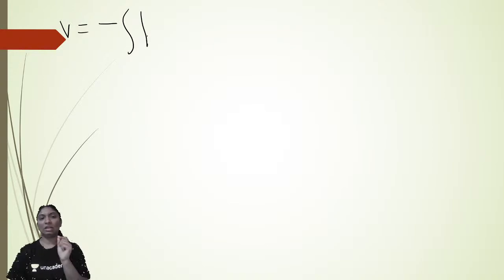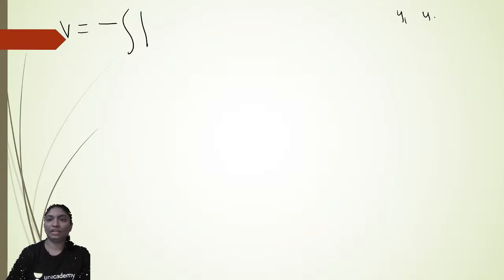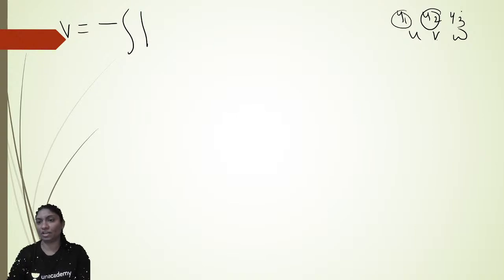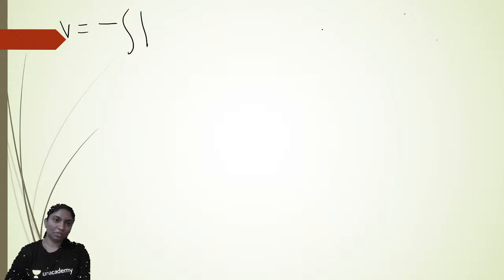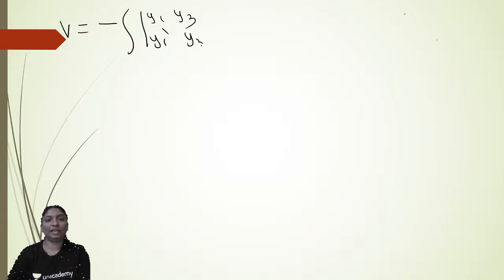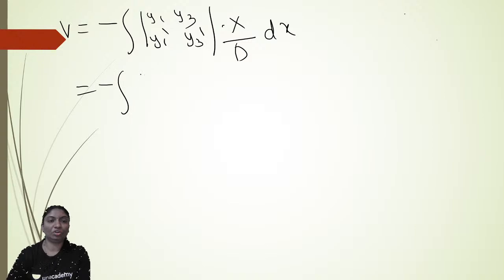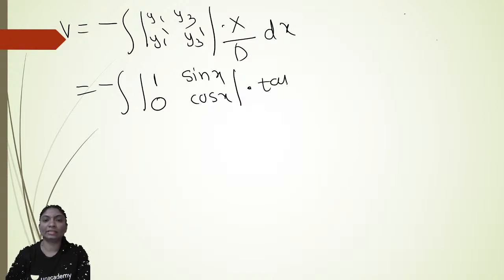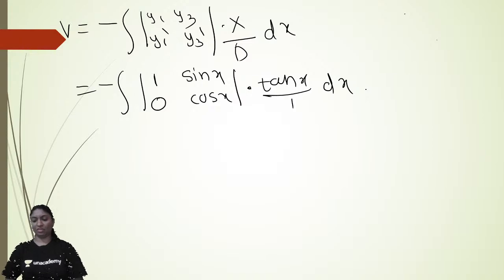Okay. So v is equal to minus of integration of determinant of, I'm telling you one trick how to remember. If you are taking v, skip y2. See, y1, y2, y3, u, v, w. If you are taking v, then skip y2. If you are taking u, skip y1. If you are taking w, skip y3. Okay. So here you will get minus of integration of y1, y3, y1 dash, y3 dash into x upon d dx. Okay. So minus integration of, here y1 is equal to 1, y3 is sin x, y1 dash is 0, derivative of sin x is cos x, into x is tan x upon d is 1 into dx. Just put everything whatever you have with you.